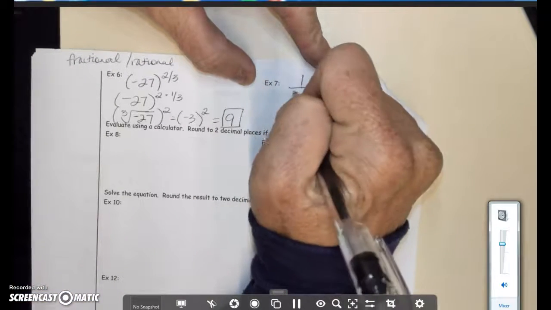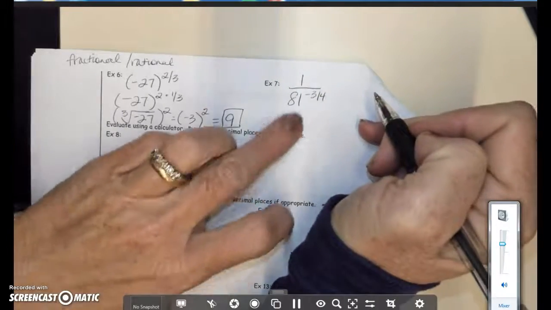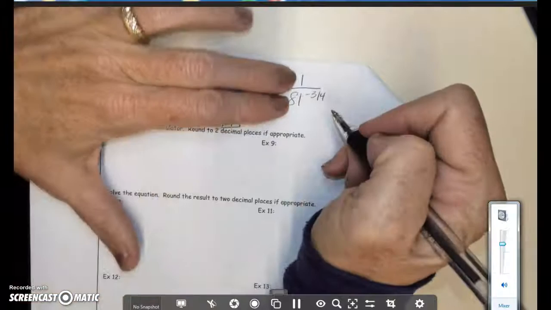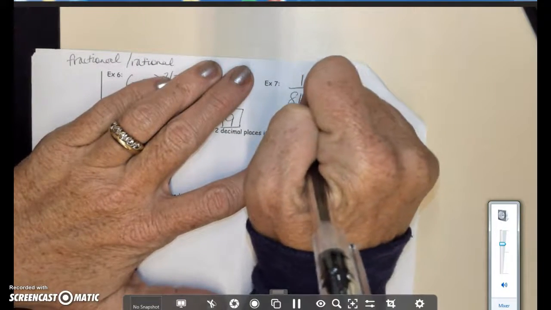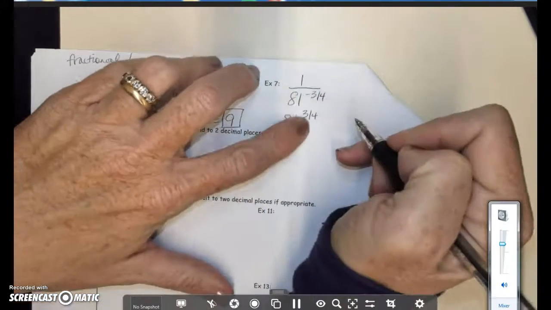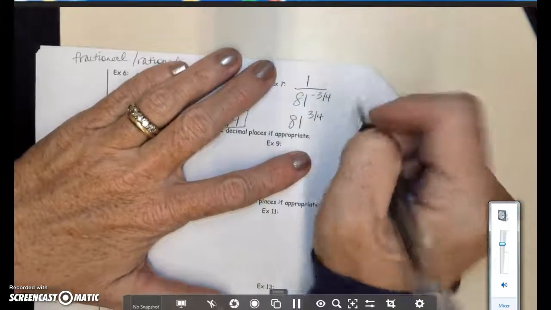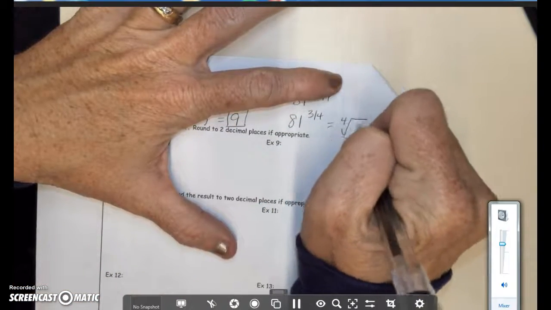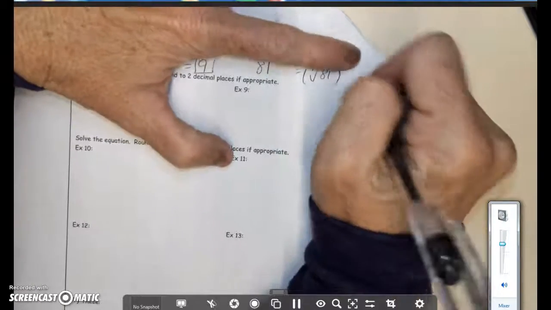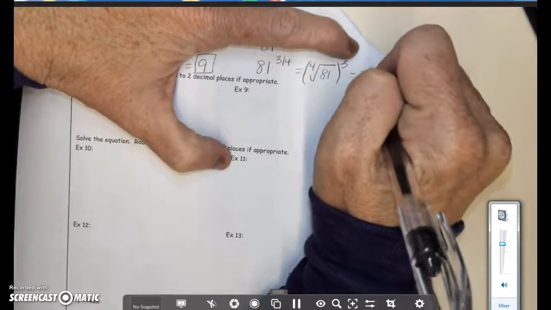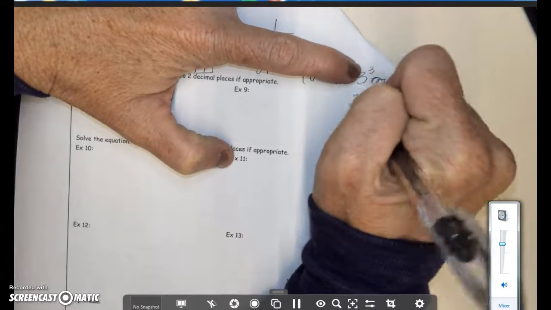So let's take 1 over 81 to the negative 3/4. We know from our exponent rules that I take this fraction and reciprocate it, so we get 81 to the 3/4. I'm not flipping the fraction, I'm just changing the exponent to a positive. I'm flipping the base. So now I can take the fourth root of 81 and then cube it. The fourth root of 81 is going to be 3, and then I'm going to cube that, and I get 20. Sorry about that. It's going to be 27.